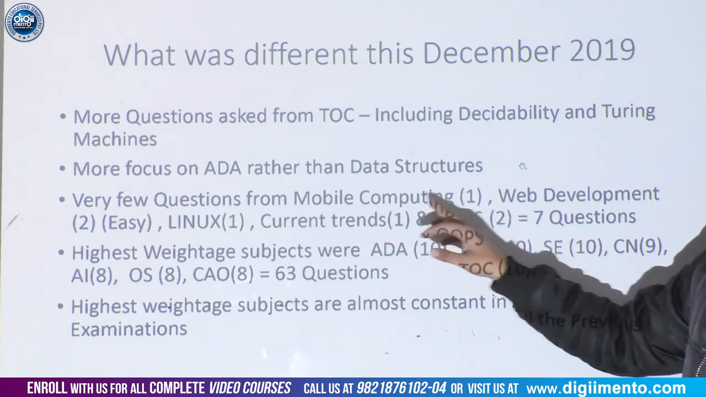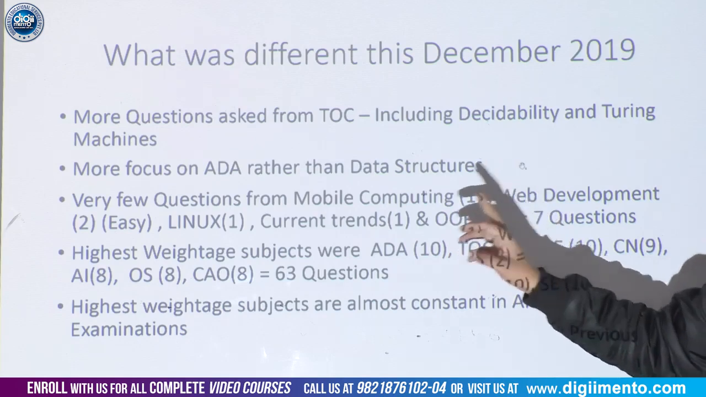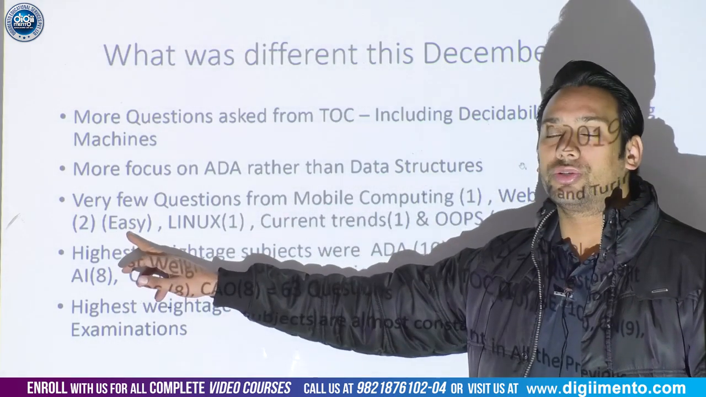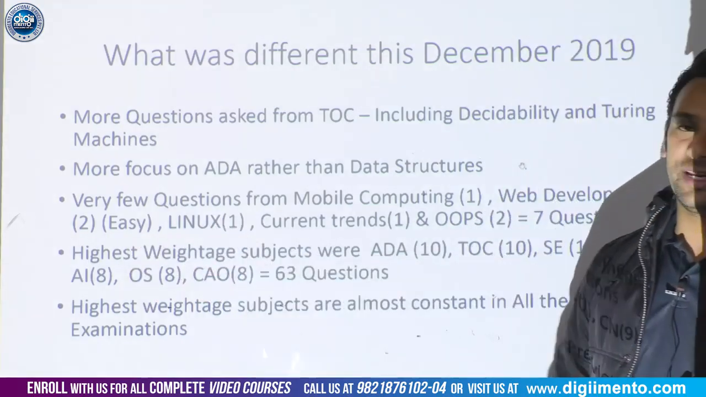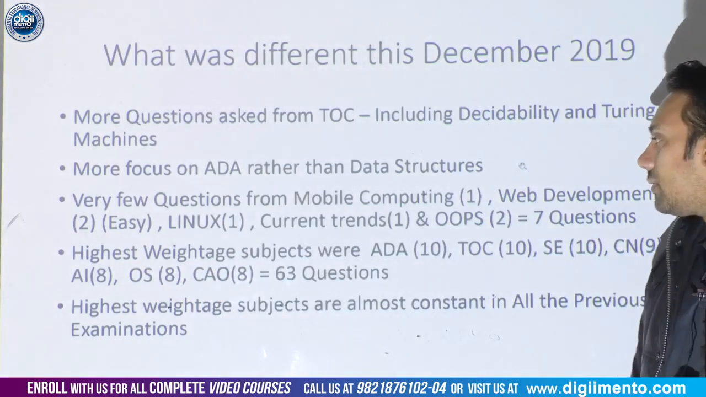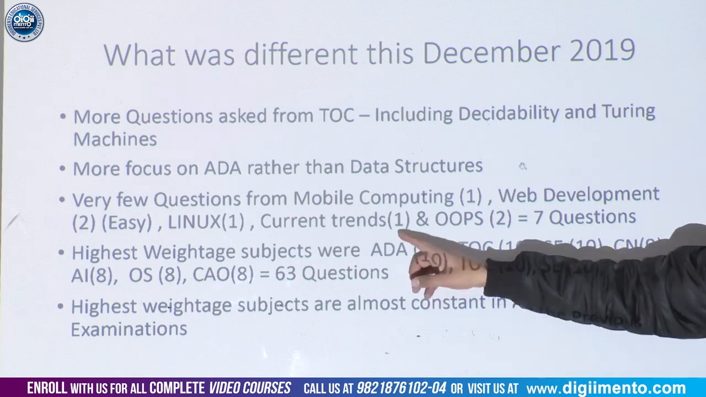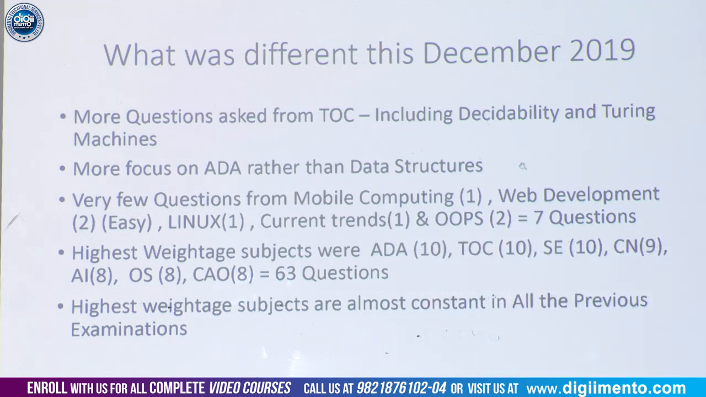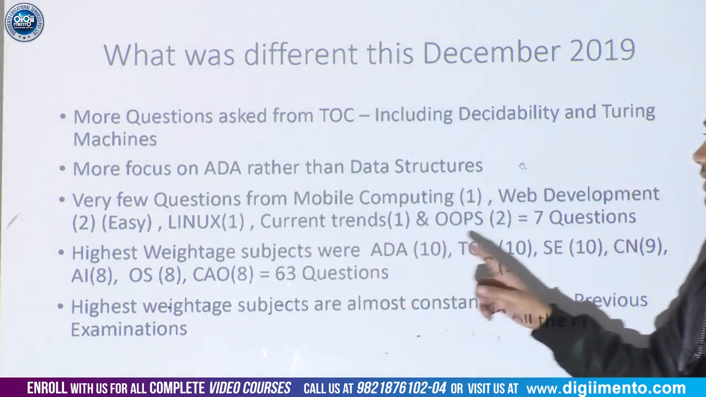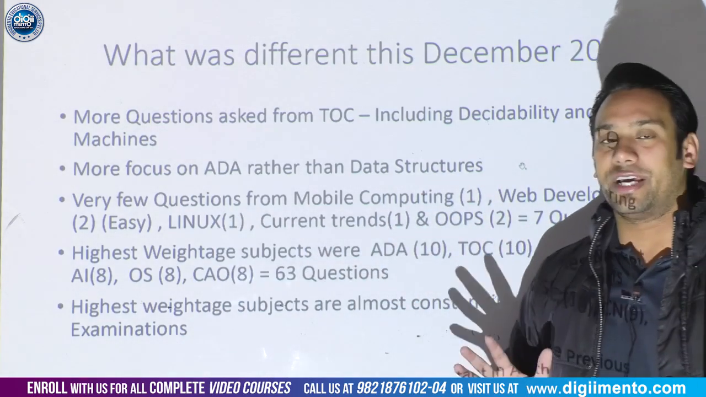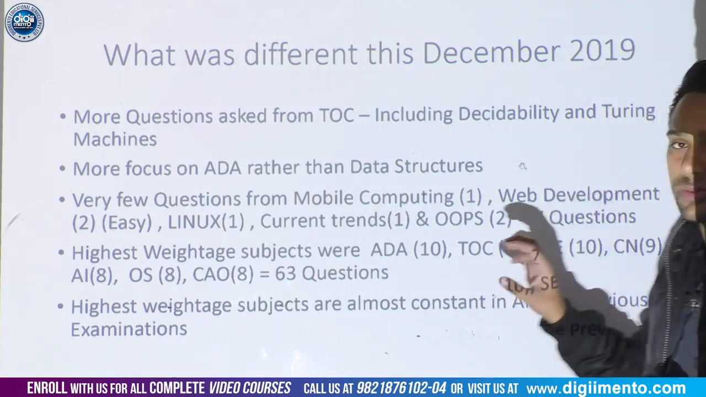For example, mobile computing, they have asked one question. Web development, they have asked two questions. But both of these two questions are so easy that you do not even have to prepare them. Then we have Linux, they have asked one question. From IoT they have asked one question, and from OOPS they have asked two questions. If you see these subjects, 1, 2, 3, 4 and 5, out of these 5 subjects they have only asked 7 questions.